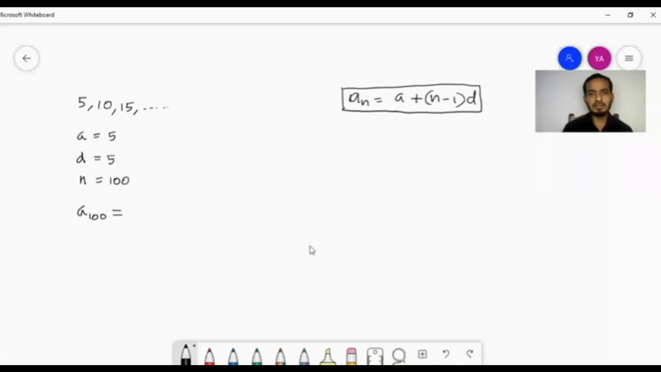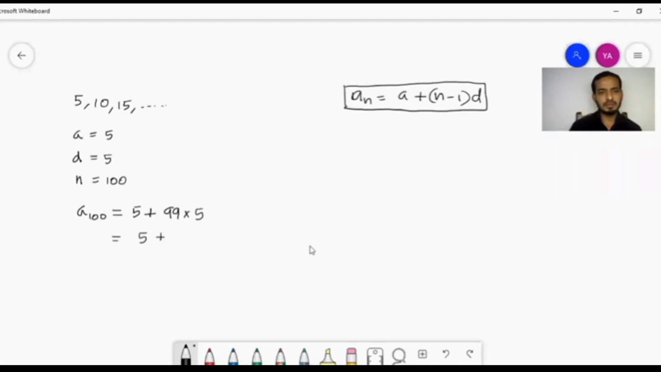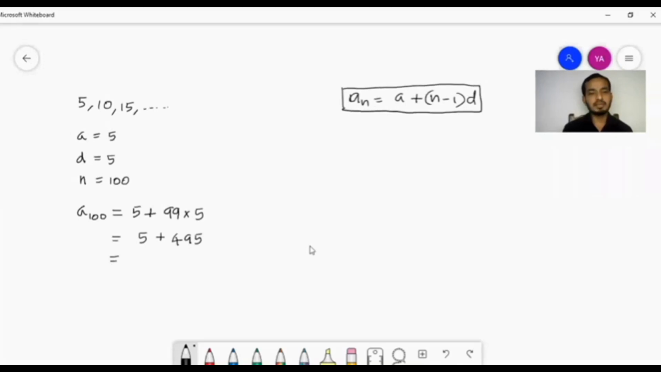So a_100 is equal to a plus, here a is 5, so 5 plus (n - 1)d. n is 100, so n minus 1 is 99. So 99 times d. The common difference in this problem is 5. So here we do the next step: 5 plus 99 times 5. 99 times 5 is 495. So 5 plus 495 is 500.